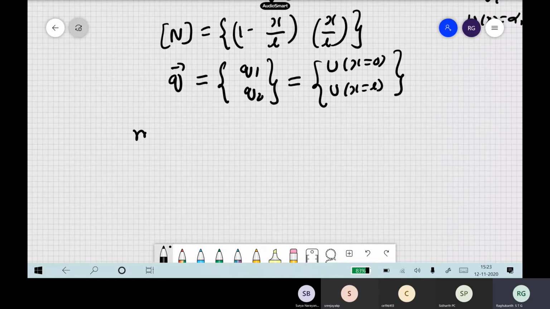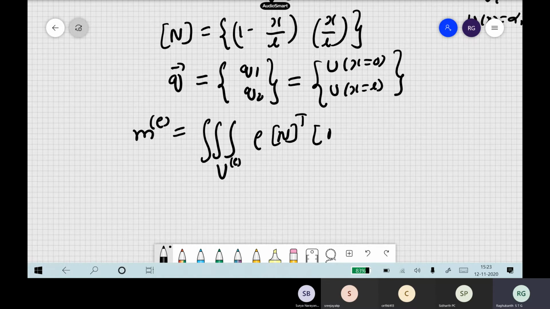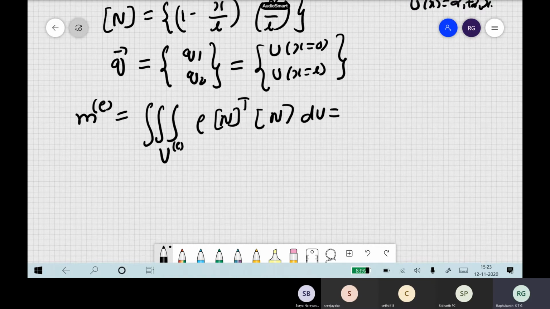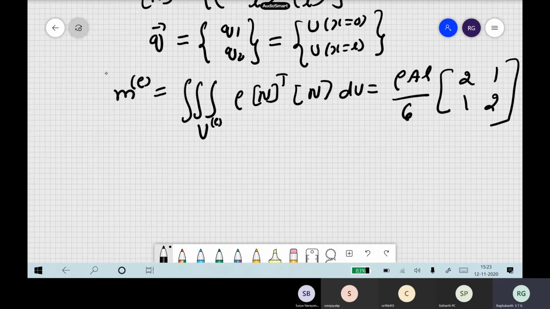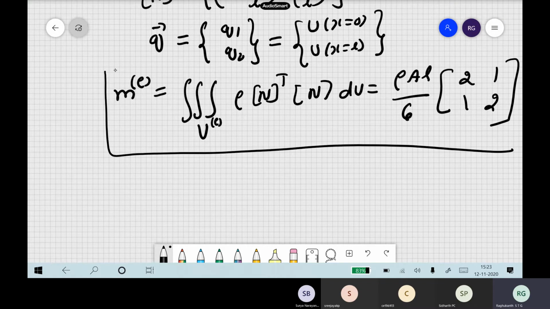Now if I try to find my mass matrix at element level, the expression for the mass matrix is, over this volume, rho into N transpose into N dV. If I substitute here and calculate, I will get rho A L by 6 times the matrix 2, 1, 1, 2. This matrix we call the consistent mass matrix in FEM.